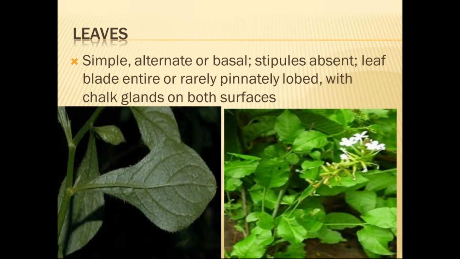The leaves are simple, alternate, or basal. Stipules are absent. Leaf blade is entire or rarely pinnately lobed with chalk glands on both surfaces. The small glands are present on both surfaces of this particular family. They can be seen in microscopy.